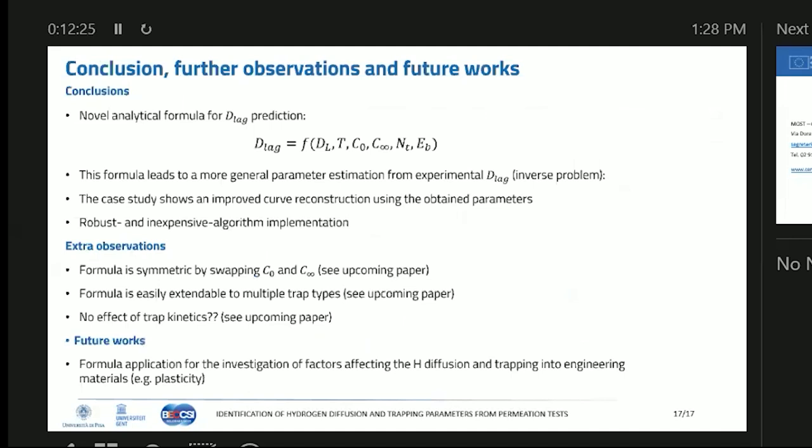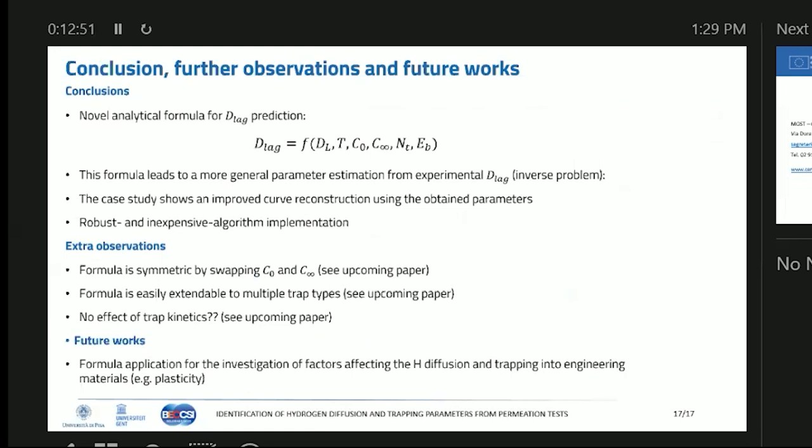So I will just close by very briefly summarizing. We have a new formula for T-lag prediction, which is able to correctly see the trap saturation effect. It can be used in an inverse way to do parameter estimation, like all the others were used. We have a case study where I showed that it is better, and discussed briefly why it's better. It's a robust and inexpensive algorithm because it's a formula. We don't need to do a model solution for permeation.